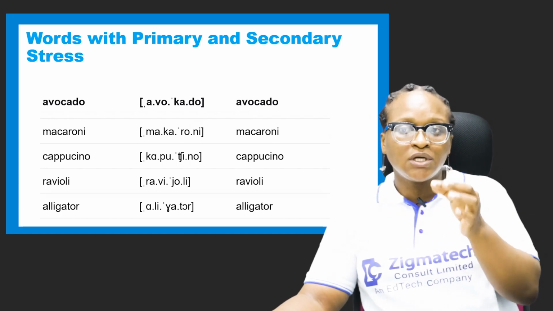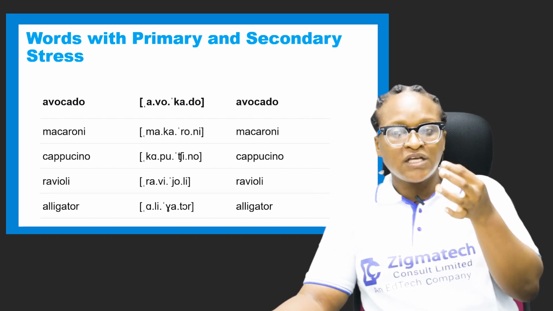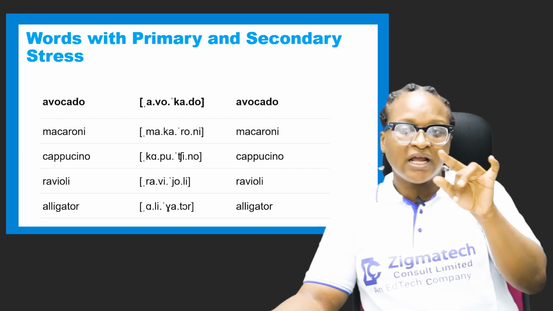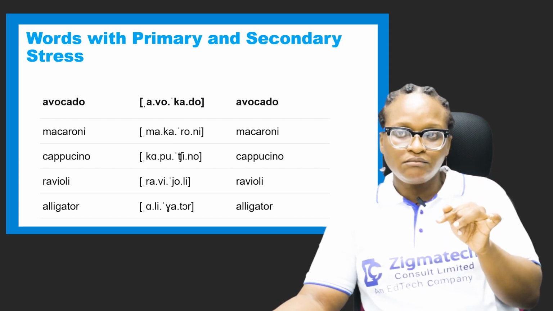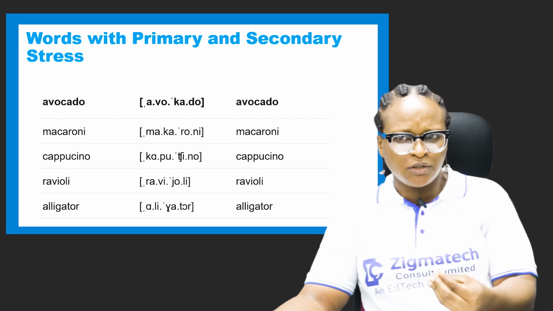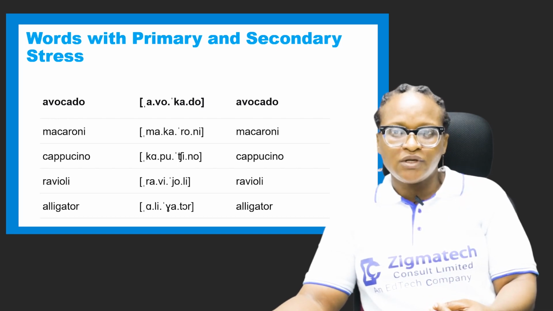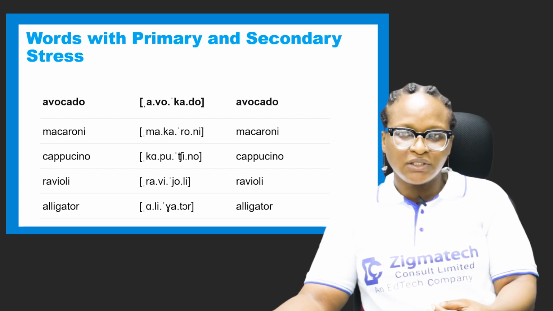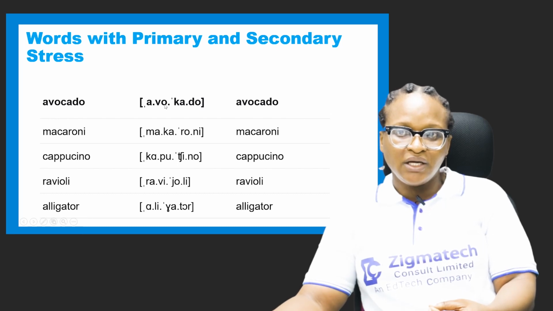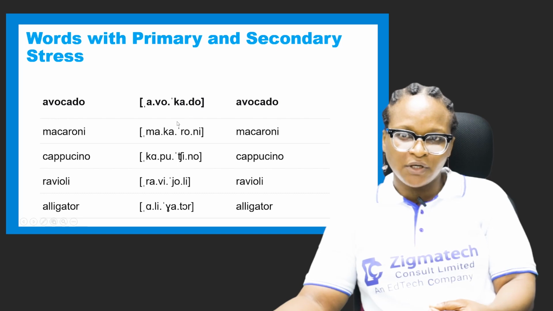There is a particular sound in the vowel sounds that we call the schwa sound. It's like an inverted E, all right? It's very silent, it's not audible. So here we have avocado. It can be in do, it can be in o, all right? So that's why we have a diphthong.